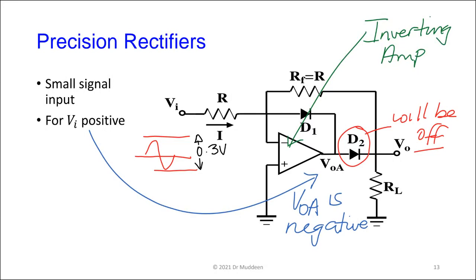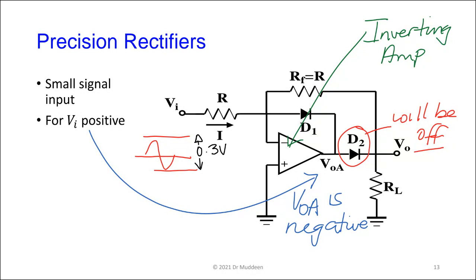Let's put a small signal coming in. Just for argument's sake, I put a little 0.3 volt sinusoid. By itself, if you pass that through a diode, nothing is going to happen. It's not going to be enough to turn on the diode. So you pass that through a diode, you get nothing out. But in this case, we're passing it through an inverting amplifier.